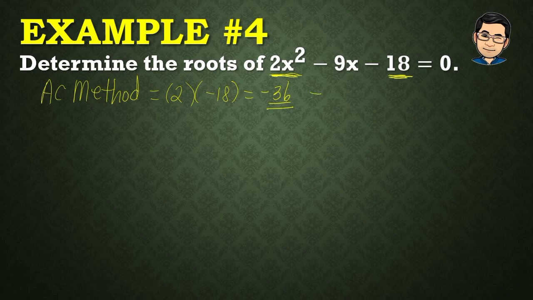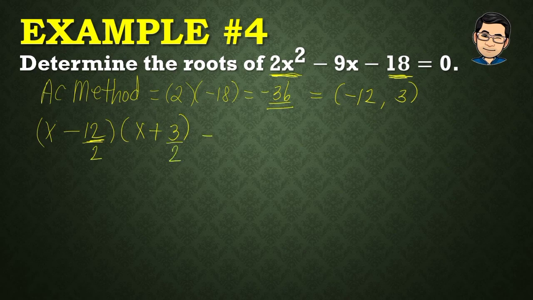So, yung mga factors niya is negative 12 and 3. Again, bakit ito ang naging negative and 12? Kung ano po yung sign yung nasa gitna, yun ang magiging sign ng mas mataas dun sa dalawang factor niya. So, and then gagawin lang natin, susulat natin na x minus 12. And then, yung isa, x plus 3. And then, since ang numerical coefficient ng x squared ay 2, i-divide natin tong mga constant term na ito by 2. And then, equal to 0.